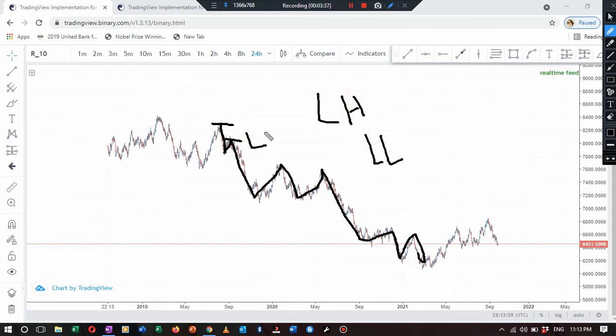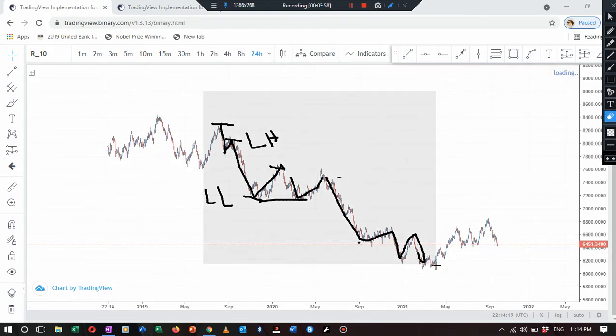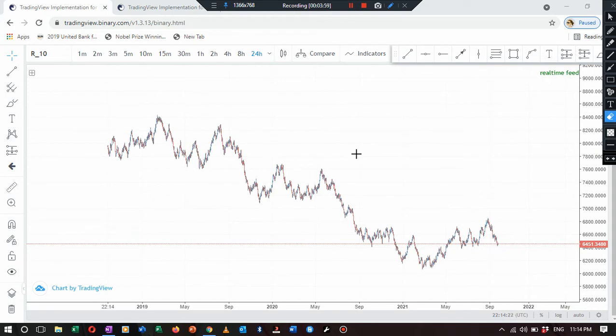So the highs here could be called lower highs, while the valleys here could be called lower lows. So these are your lower highs and these are our lower lows. All right, now having known that the market has been trending downwards, what are we supposed to do? We are supposed to look for sell opportunities. In a downtrend, we look for sell opportunities. What about an uptrend?